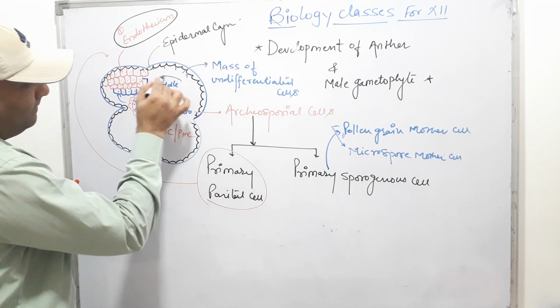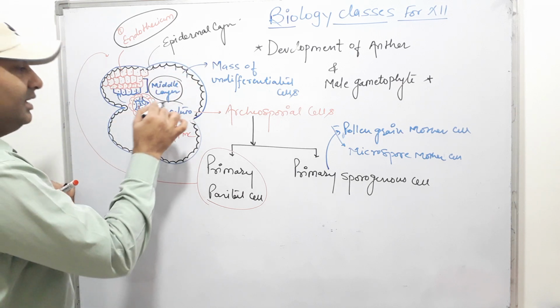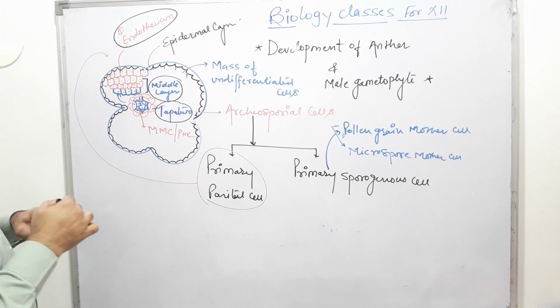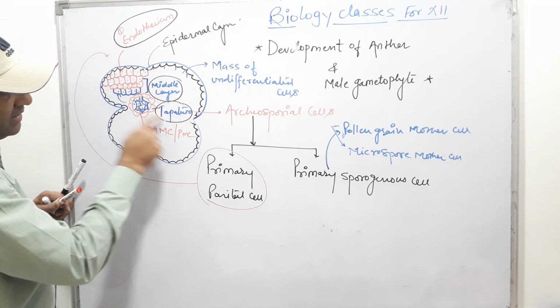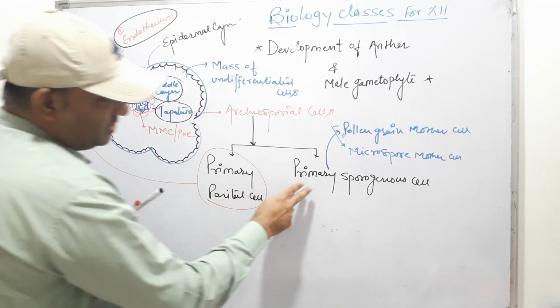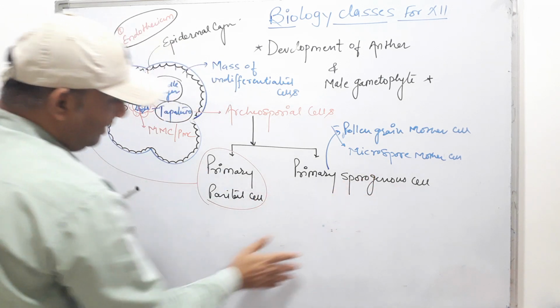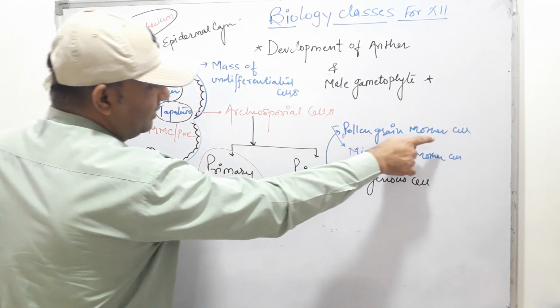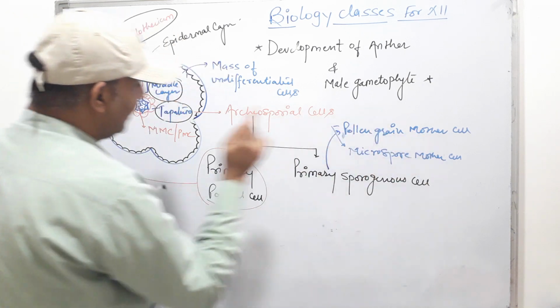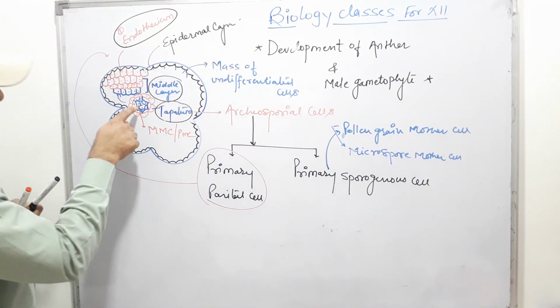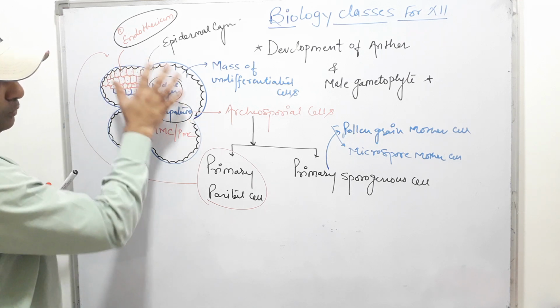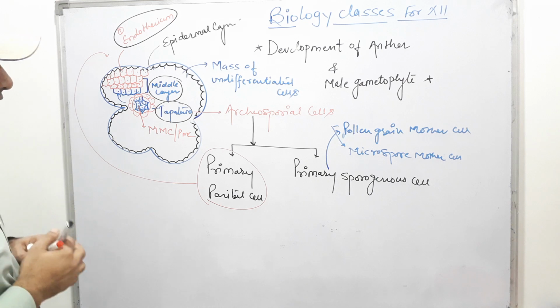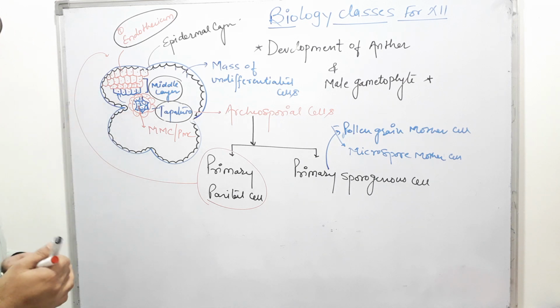After that comes the middle layer, and then the innermost layer, which is the tapetum. So the primary parietal cell produces the endothecium, middle layer and then tapetum. The next cell, the primary sporogenous cell, produces the pollen grain mother cell and microspore mother cell inside it. So a single anther contains a total of 4 groups or clusters of cells. So that is the structure and development of anther.